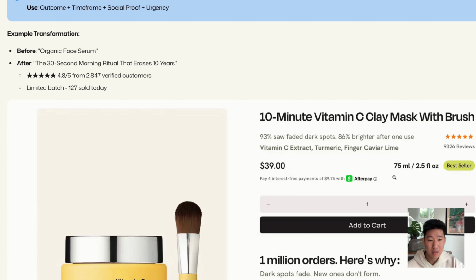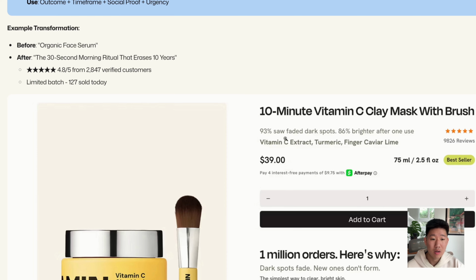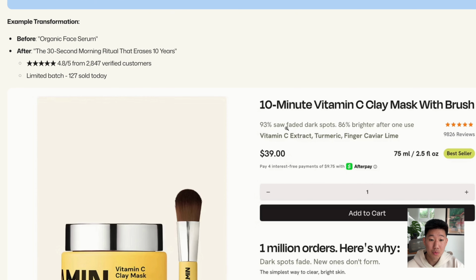But now they added more value to it, which is the 10-minute mask with the brush. And then they also added the subheadline: 93% soft faded dark spots, saw brighter skin after one use. It includes vitamin C, turmeric, finger caviar, lime. I don't know what that is, but obviously this demographic, this audience cares about that type of stuff and they want to see that. And then of course some social proof there.